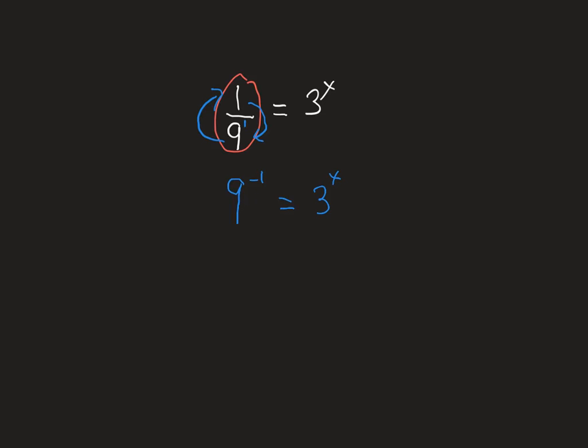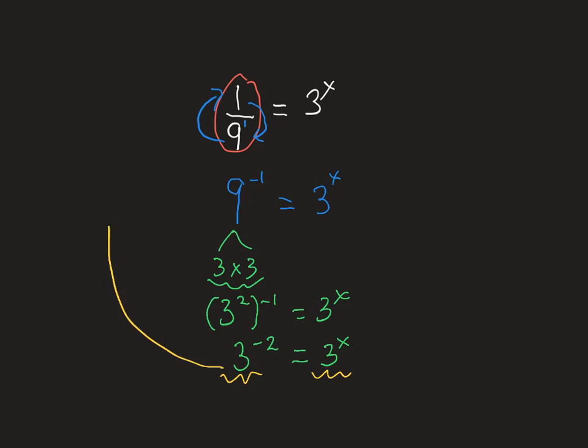Now that the 9 is up, we follow our steps, and we know that 9 is 3 times 3, which I know is 3 squared. Once again, this should be in brackets with the negative 1 on the outside. Which then, of course, we have an exponent on the inside, exponent on the outside. Bingo bango, that should be 3 to the negative 2 is equal to 3 to the x. Are my bases the same? They absolutely are, which means I can say x is equal to negative 2.